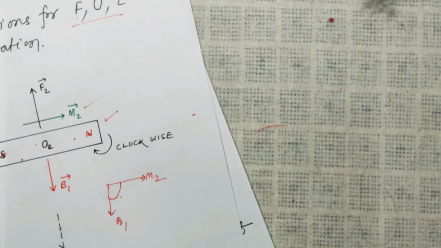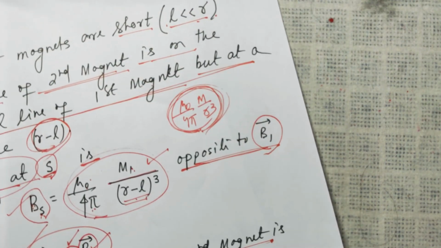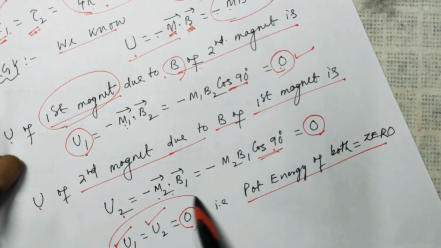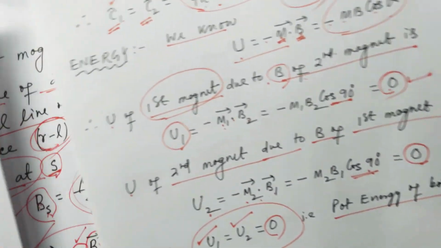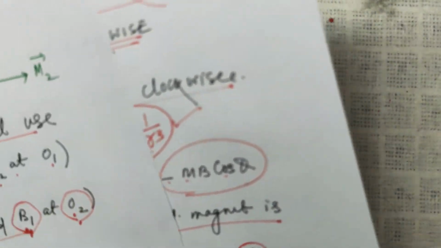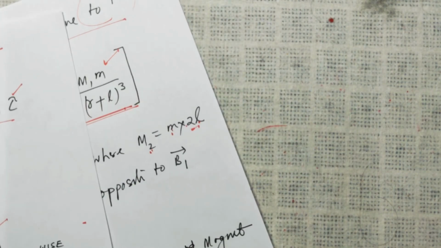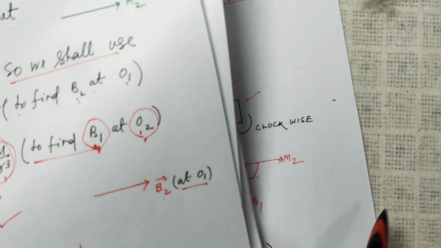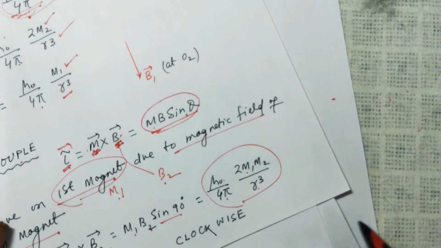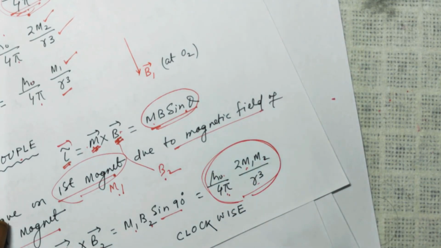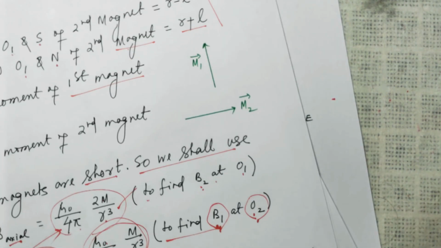Then you have to remember that potential energy is 0. Potential energy for both of them is 0. And then you have to remember the torque on both the magnets, which is equal to mu naught over 4 pi, 2 m1 m2 over r cube, that is proportional to 1 by r cube.